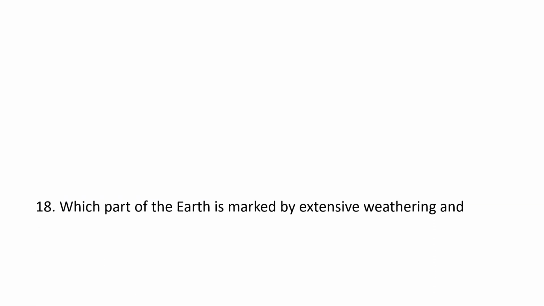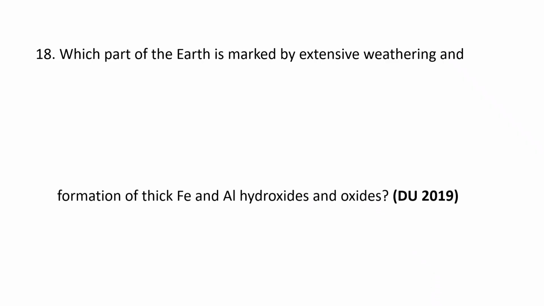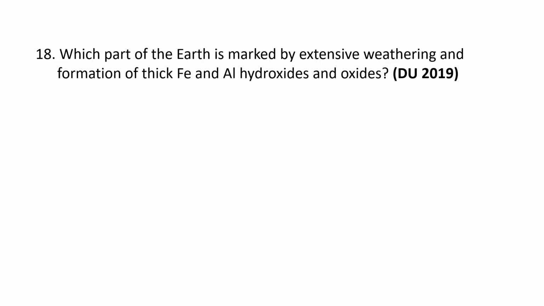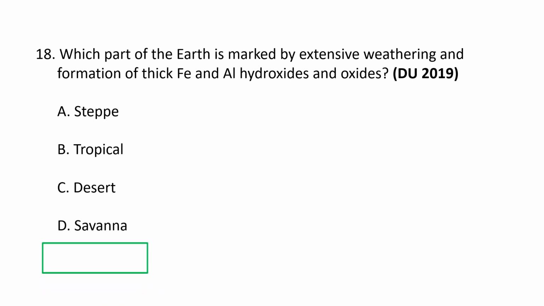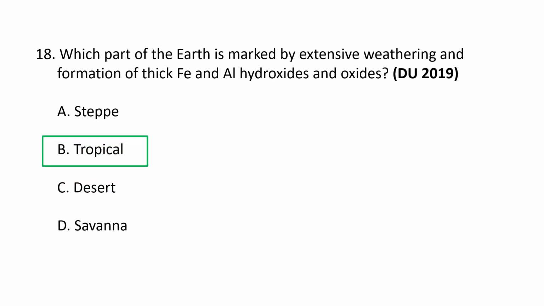Next question. Which part of the earth is marked by extensive weathering and formation of thick iron and aluminum hydroxides and oxides? A. Steppe, B. Tropical, C. Desert, and D. Savanna. Correct option is B.